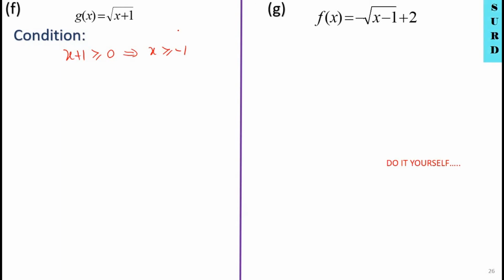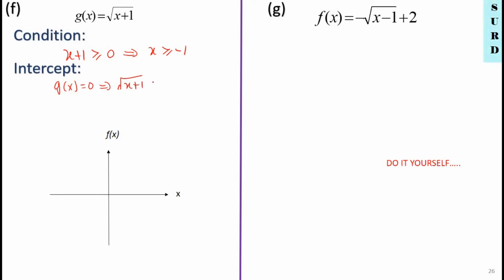So how to find the x-intercept? To find the x-intercept, you have to substitute y is equal to 0. So if g(x) is equal to 0, then the square root of x plus 1 is equal to 0. From here you get x is equal to negative 1. But if x is equal to 0, then you get g(x) is equal to the square root of 1, which is equal to 1. Therefore from here you get 2 points: negative 1, 0 and 0, 1. So these are the points.